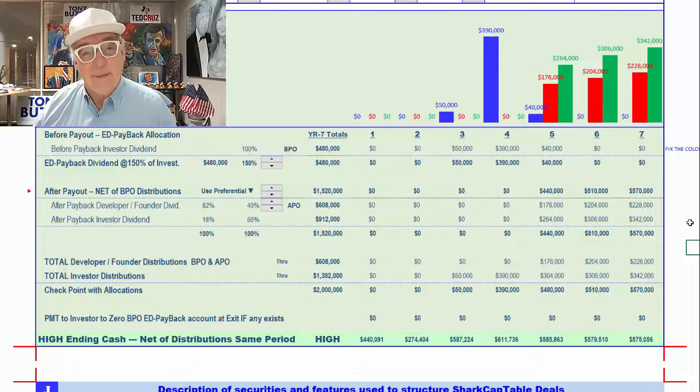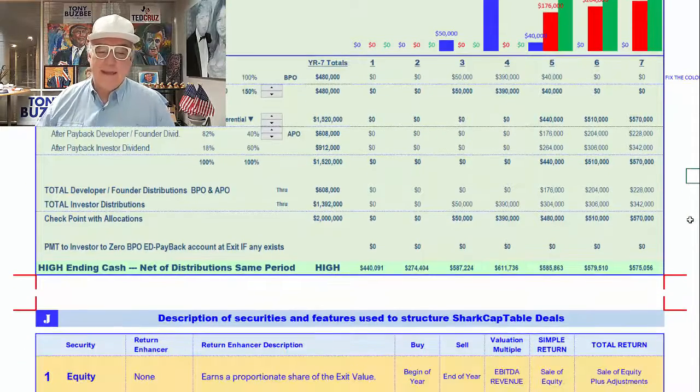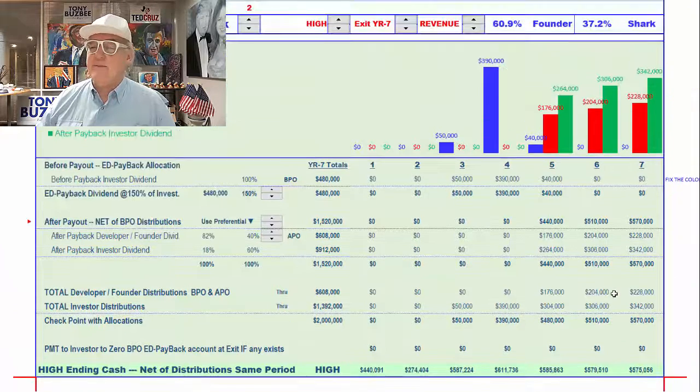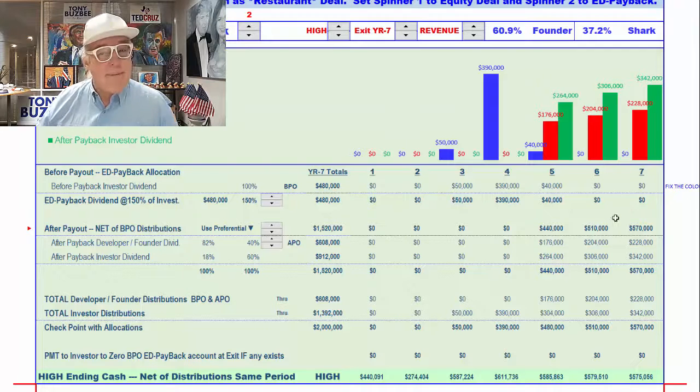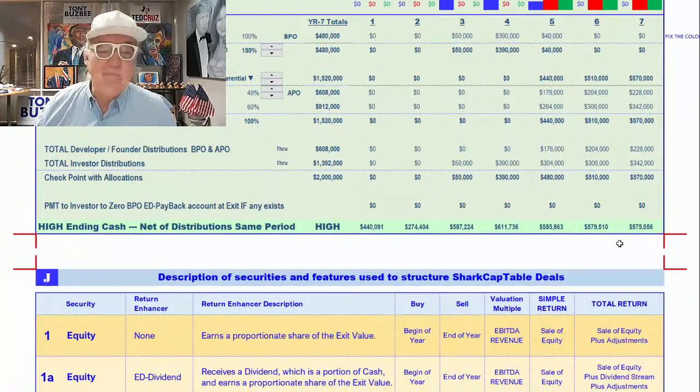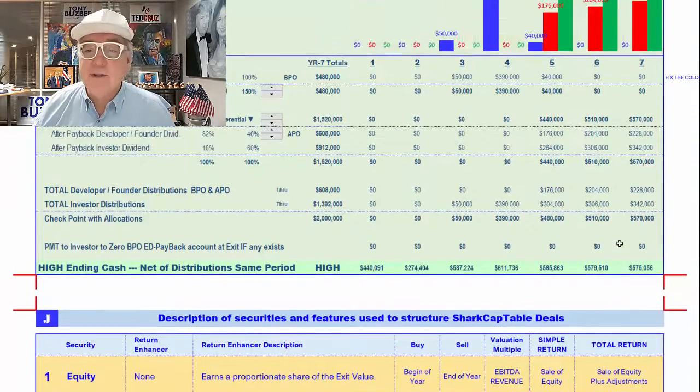Ha ha! Not bad, folks. Not bad. And we still have plenty of cash left over to run this restaurant. And if we sold it at the year end of, say, 7, we'd still have a lot of adjustments, and everybody would be happy as heck. Tell me if you find a deal like this. Okay, so folks, that pretty much does it for the restaurant deal.